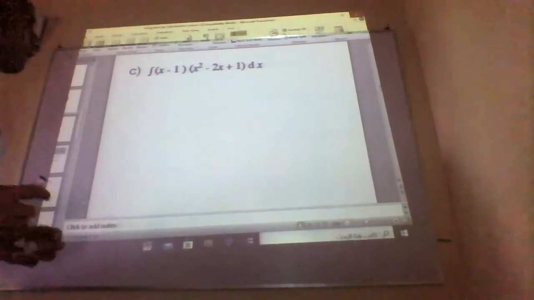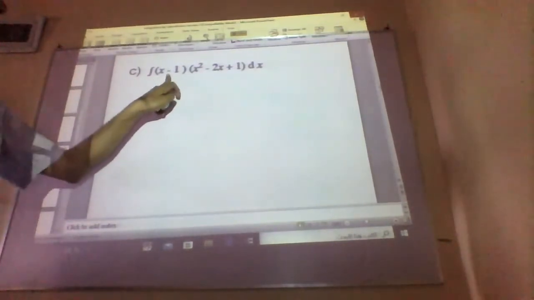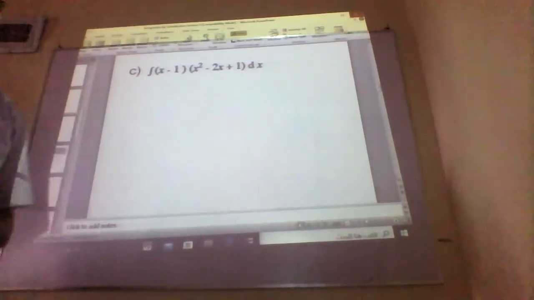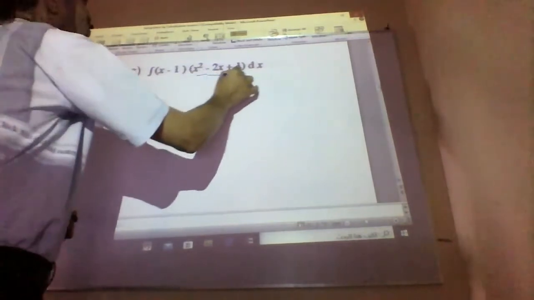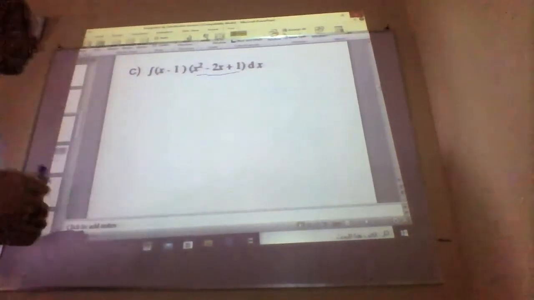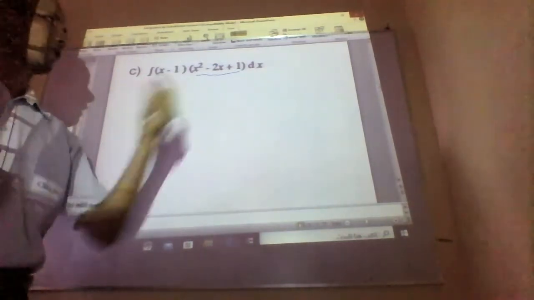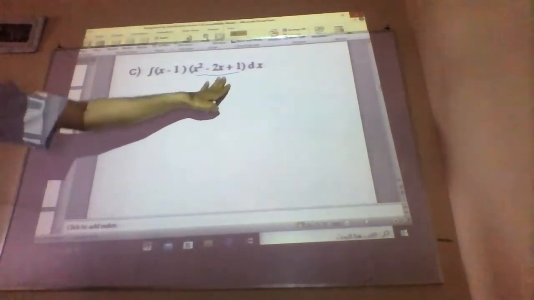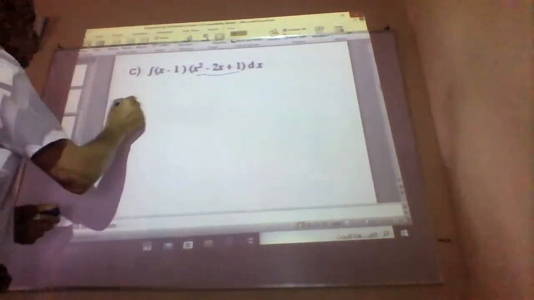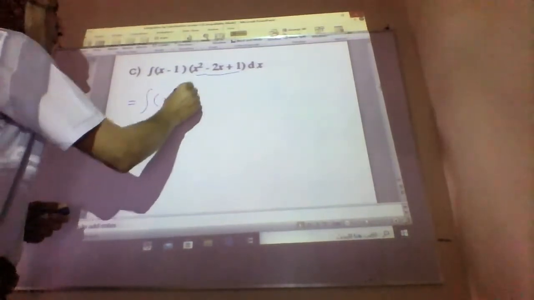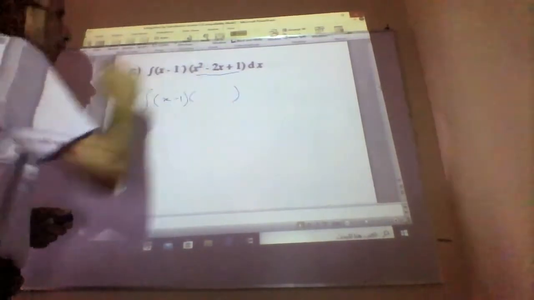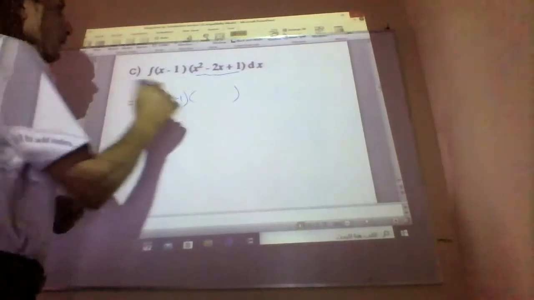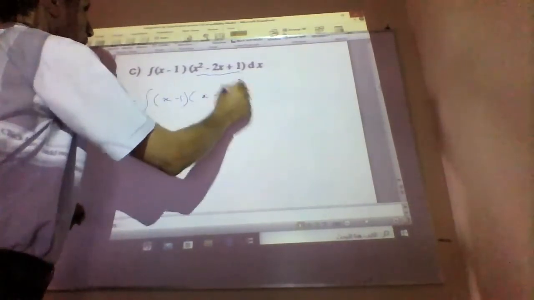We have another example. Integration of (x minus 1) multiplied by (x power 2 minus 2x plus 1) dx. If we look at the second bracket, we will find a second degree function in x, so we are going to factorize this function. We have x minus 1 multiplied by this second degree function, which we can factorize in the form (x minus 1) power 2.